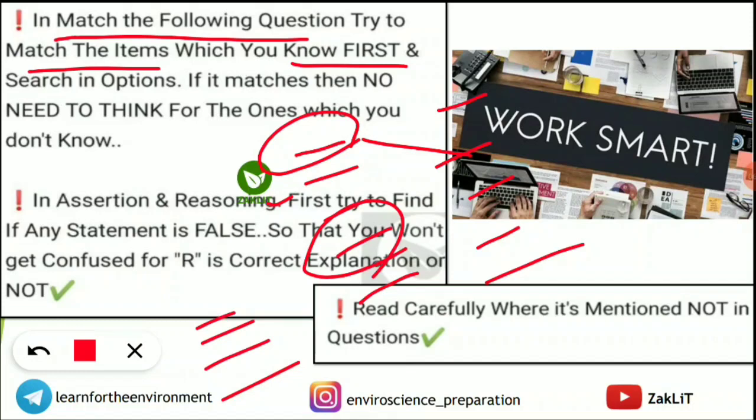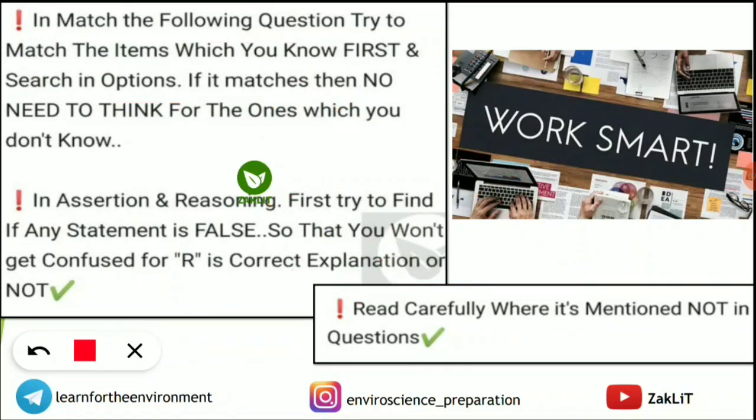If you know 1 or 2 from the match the following, let us say section A which will be matching with B, then directly go and search in the options whether they are matching or not, and if you find any option like that, simply hit that option. You will save your time, you will save your energy. So automatically you will know which other options will match, no need to think about that.